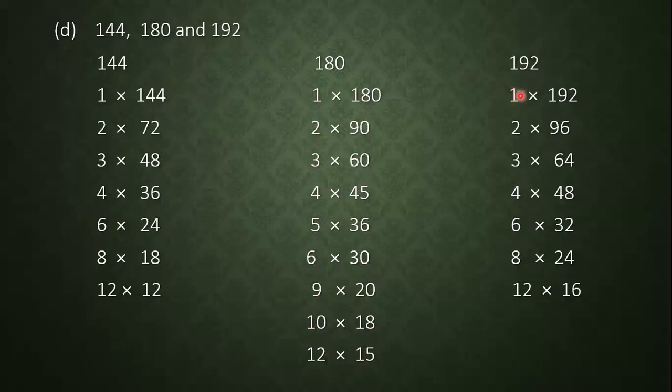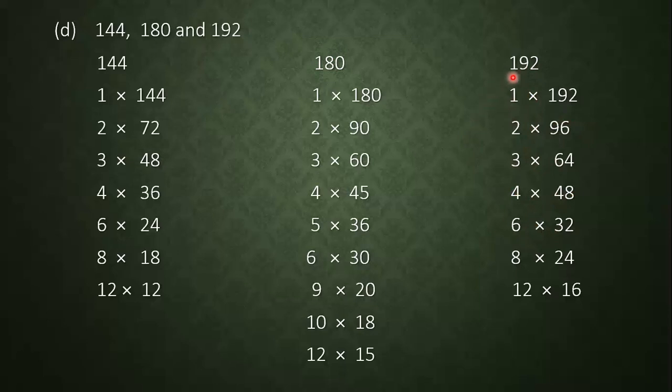First 1 into 192. Then it is an even number. We will divide by 2 and we will get 2 into 96. Now the sum of the digits is 1 plus 9 plus 2. 1 plus 9, 10. 10 plus 2, 12. So 3 is a factor. Divide by 3, we will get 3 into 64. Now 4 is also a factor. Divide by 4 and we will get 4 into 48. On dividing 192 by 6, we will get 6 into 32.